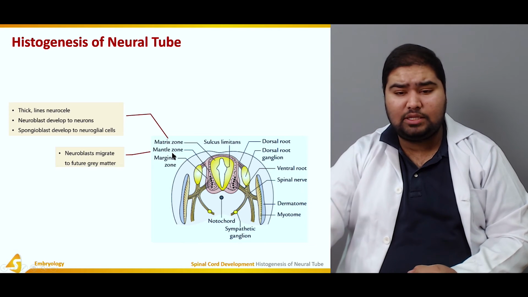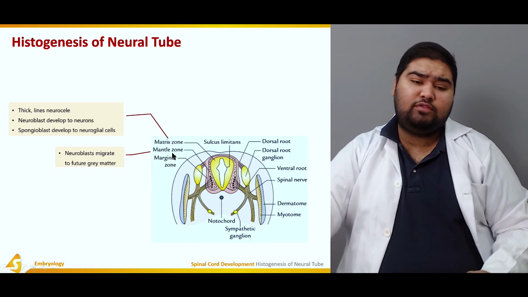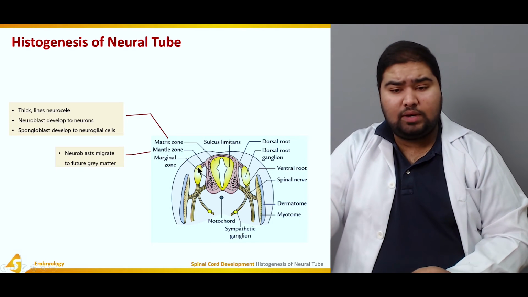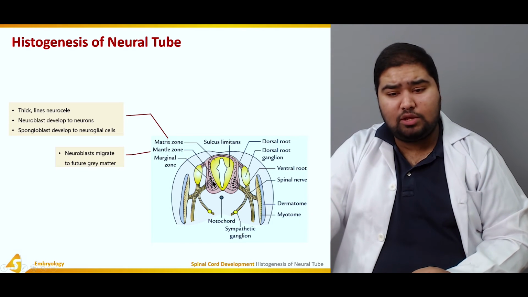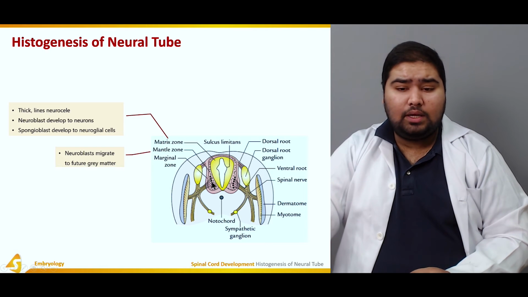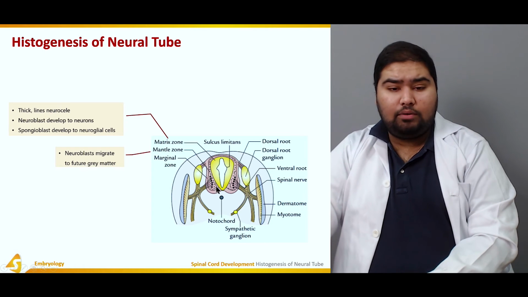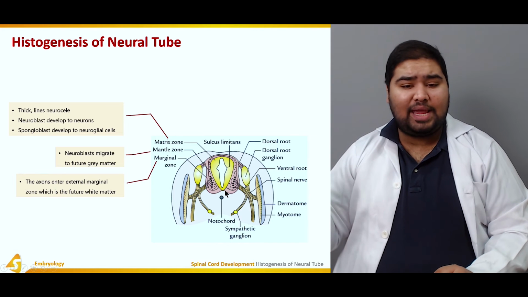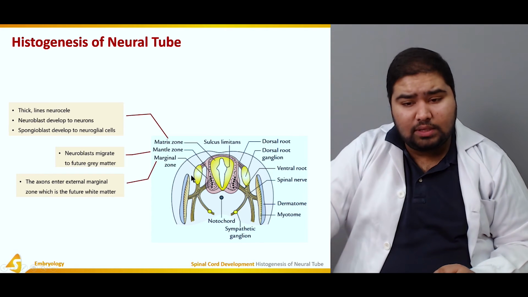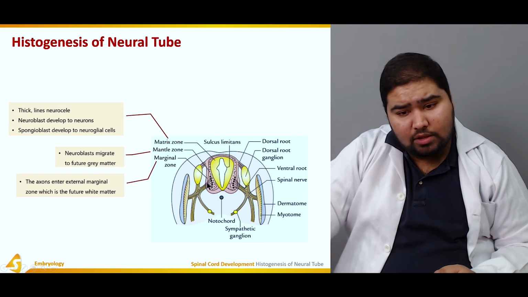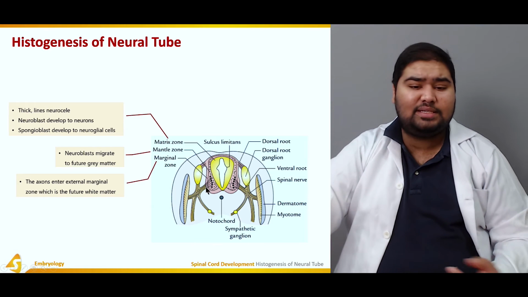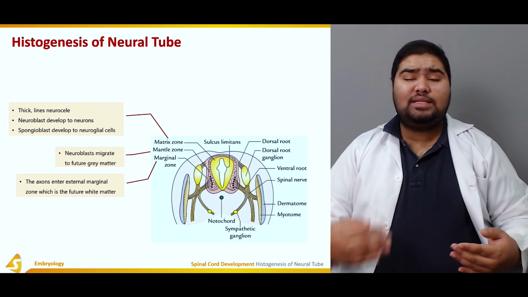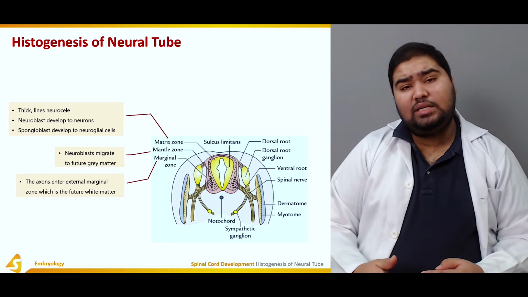Here, this is the mantle zone where the cell bodies of the neuroblasts migrate. They are actually formed in the matrix zone and they migrate into the mantle zone. Here you can see this is the mantle zone, this dotted area. Now the axons of these neuroblasts enter the external marginal zone. This is the external marginal zone. Here you can see these are the axons entering the external marginal zone, which is the future white matter. So this is how gray and white matter are differentiated.